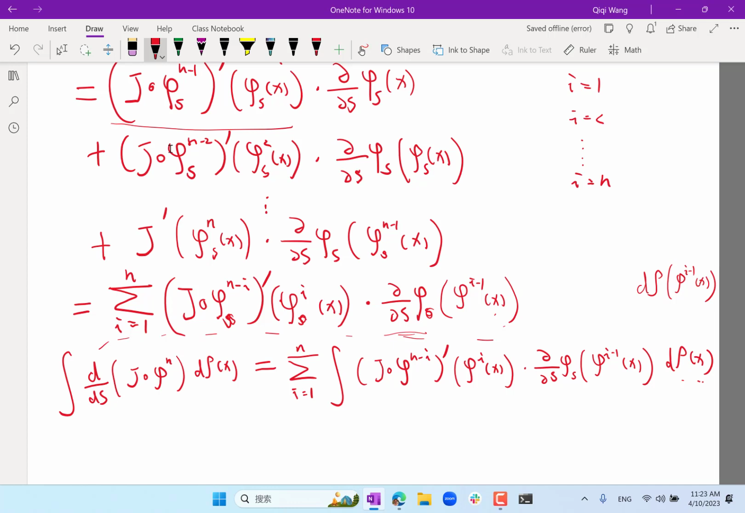All right? And therefore, this function evaluated at phi to the i x is equal to, so let's just call this y. Okay? And if we call this y, then this is y, and this is phi of y, right?